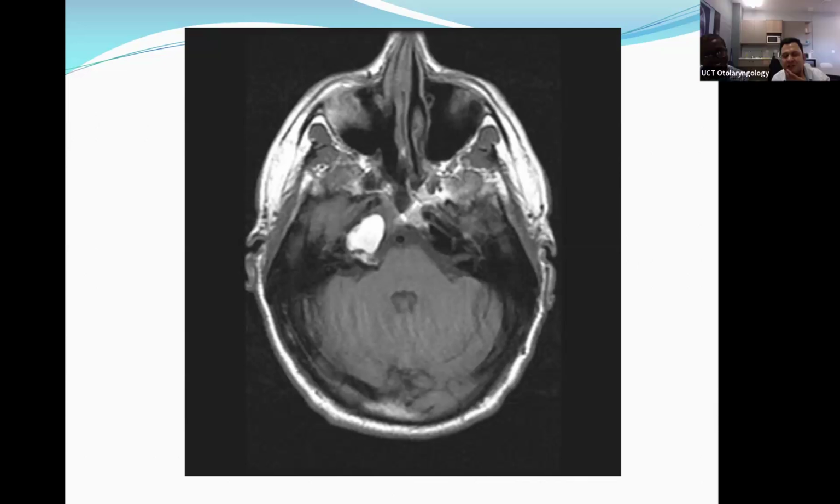Any idea? I'll give you a hint. It's in our list of the differential, right? So if it's not bright on T1, but it's bright on T2, is that likely a cholesterol granuloma? So if it's only bright on T2, that means it's mainly fluid, and it's isodense on T1 in that location. What would be possibly more likely a diagnosis of what we talked about? Is it a meningocele? Nope, not likely. Could be. I mean, it's possible, but not likely.